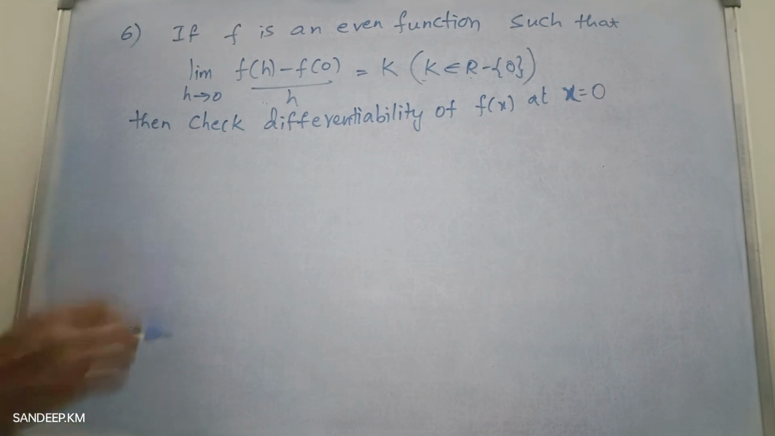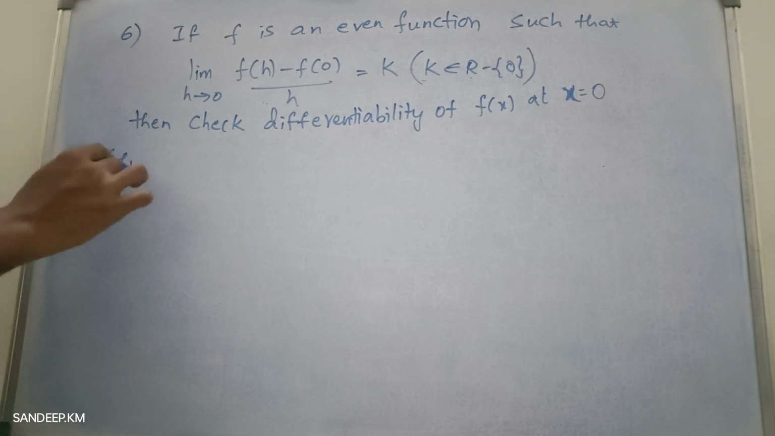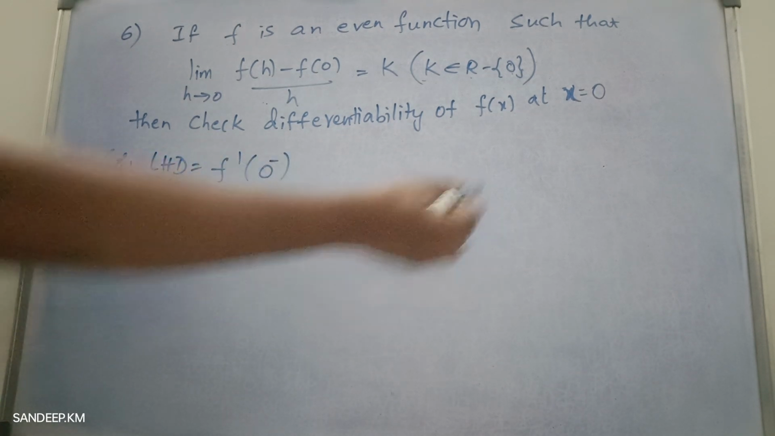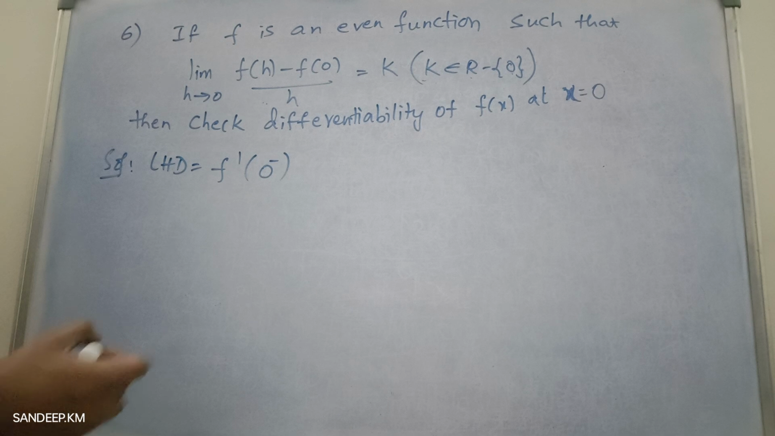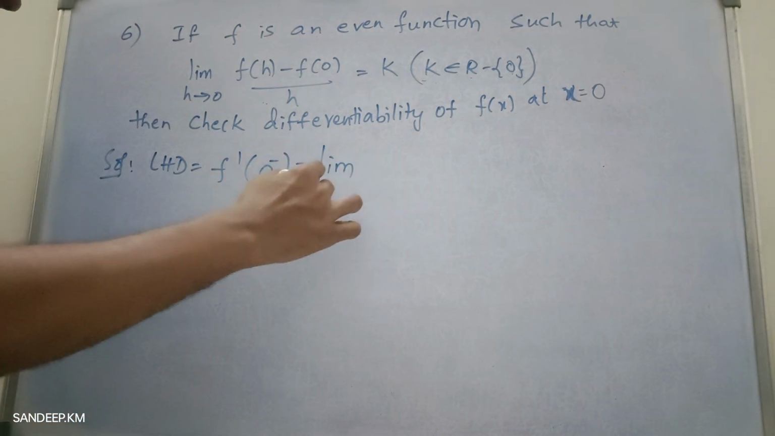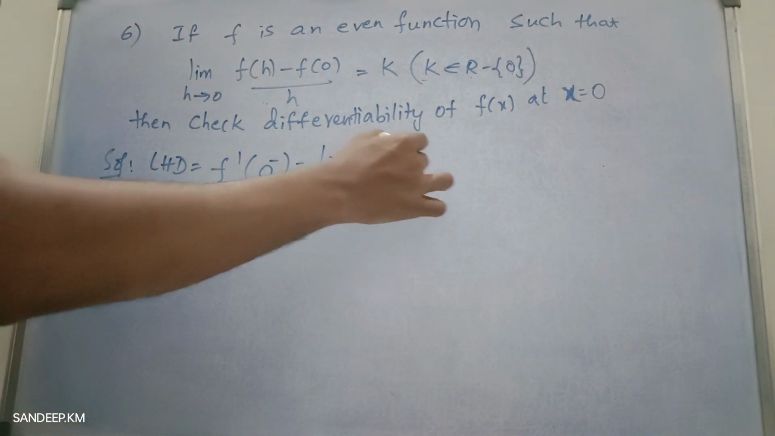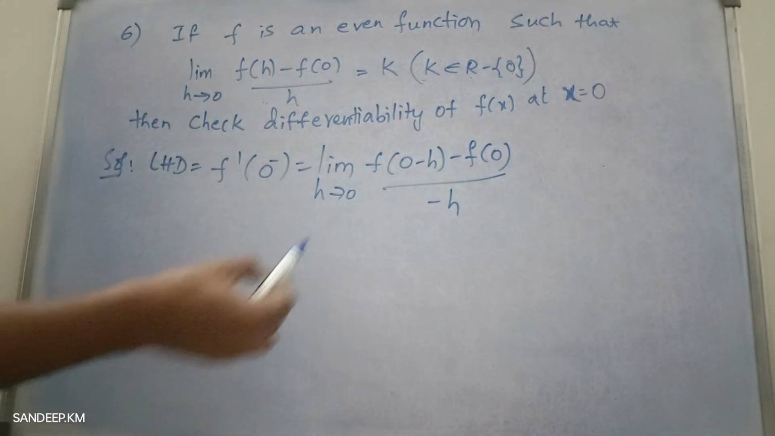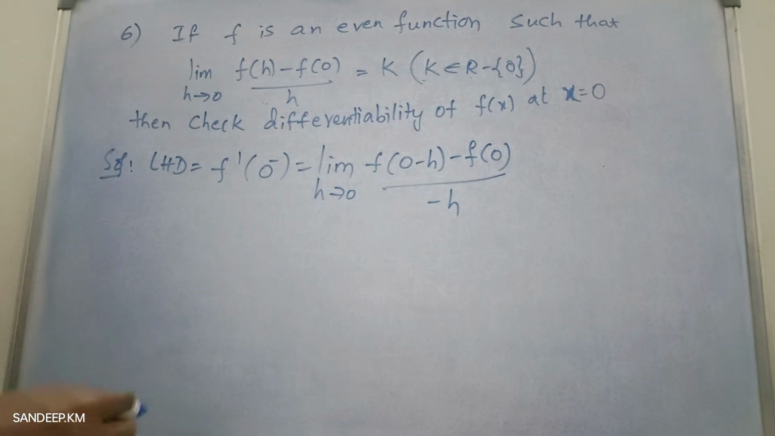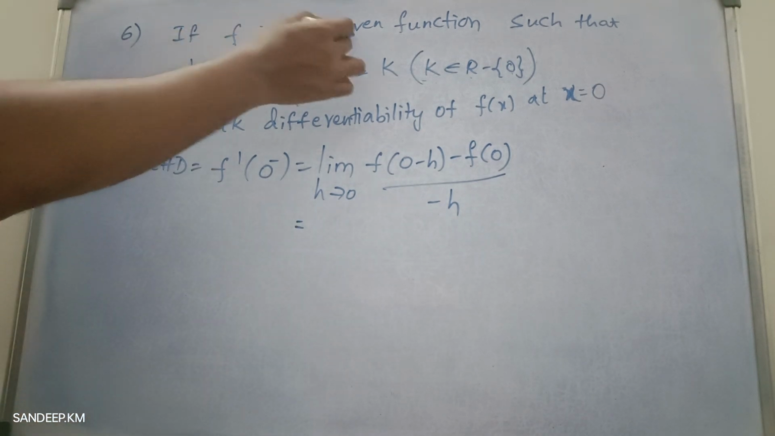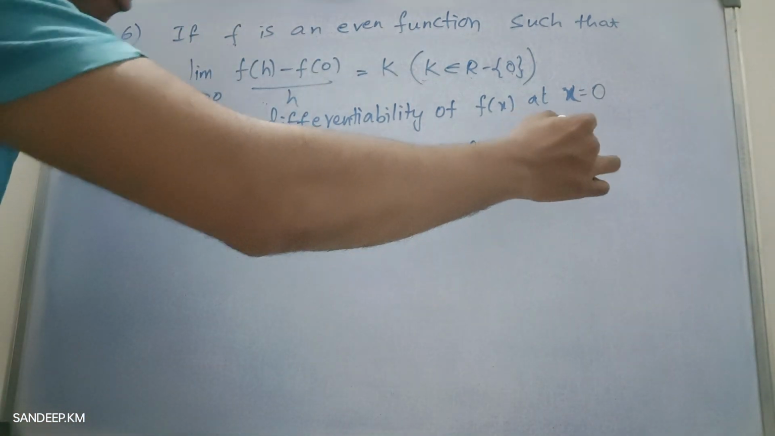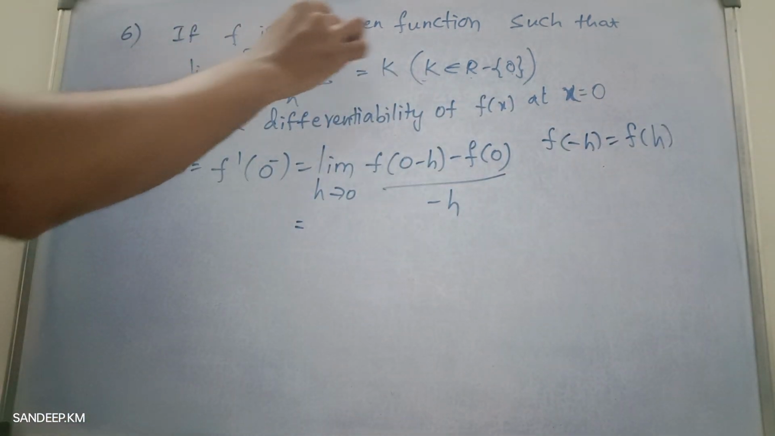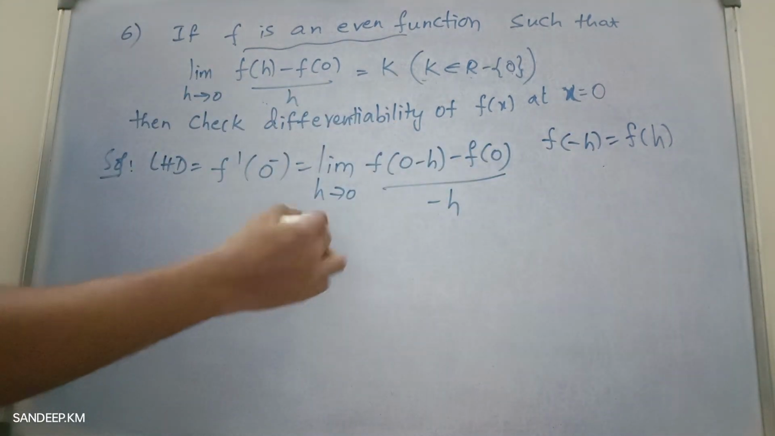First, let me find what is LHD. So LHD is equal to f dash of 0 minus, because you are checking differentiability at x is equal to 0. This is limit h approaches 0, f of 0 minus h minus f of 0 divided by minus h. Don't forget minus h in the denominator. And since f is an even function, dear students, f of minus h is the same as f of h.